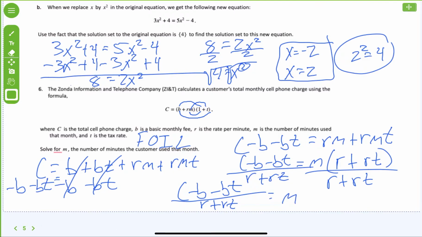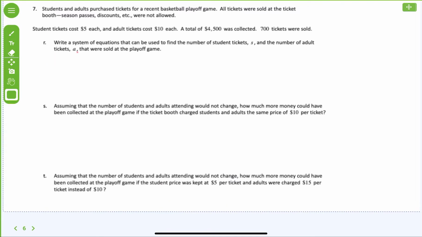Which means the total charge of the cell phone minus the monthly fee, minus the monthly fee times the tax, divided by the rate per minute plus the rate per minute times the tax. But we don't care about that. We just want to find out what M is. And there it is. All right, page 6.